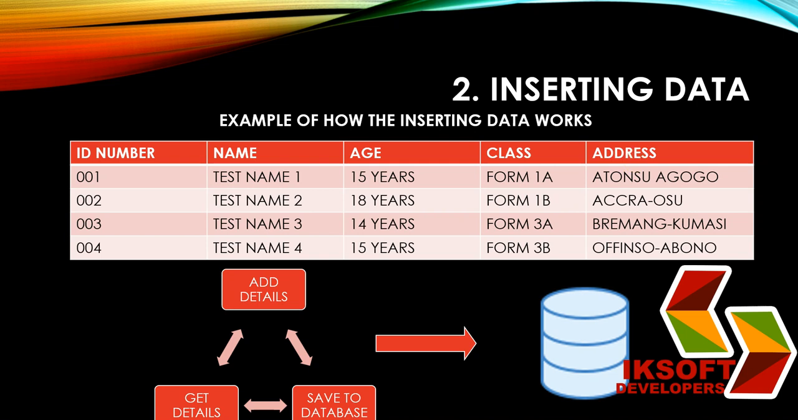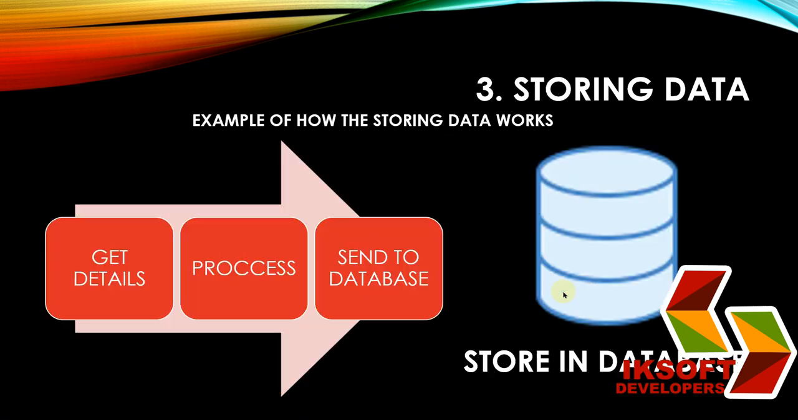Now how does this system work? Let's see how it works. Already you have the details. You get the details of the person, you add the details to the system, then you save the details to the database by transferring it to your database. That is how it works. That is how inserting data into the database system works. Now let's see the storage data, or let's see the storing data.